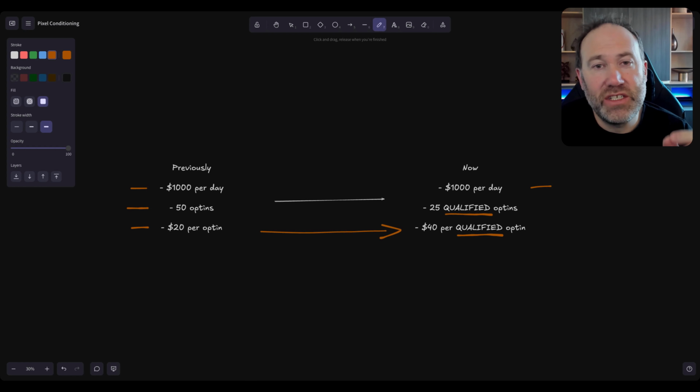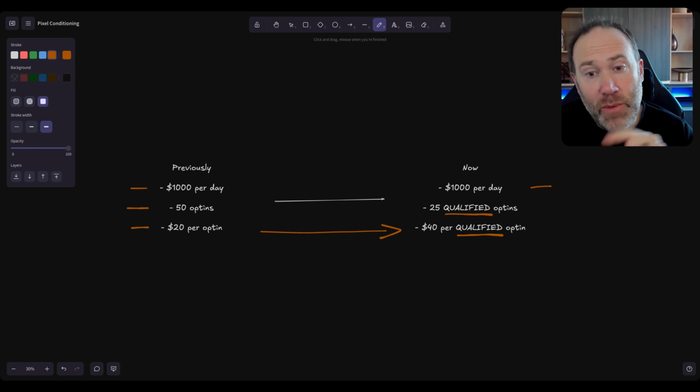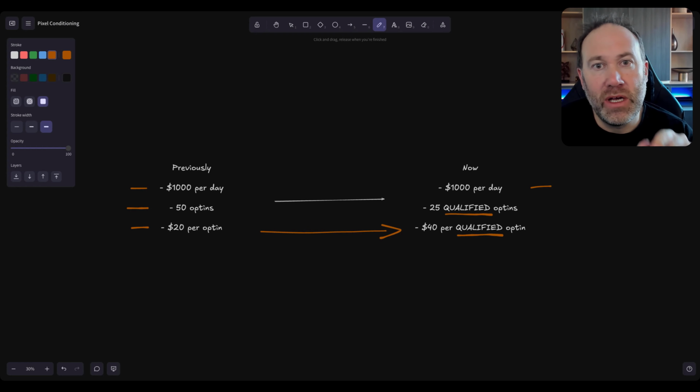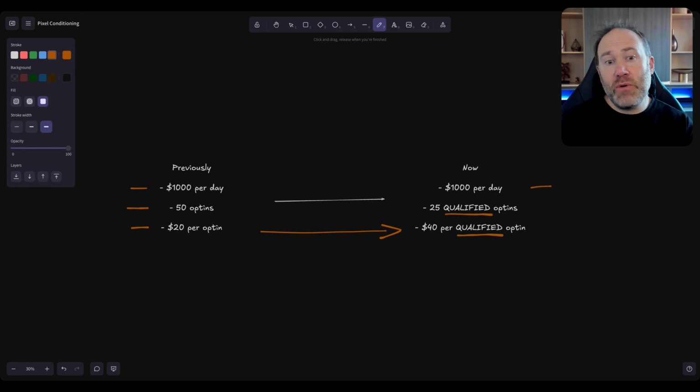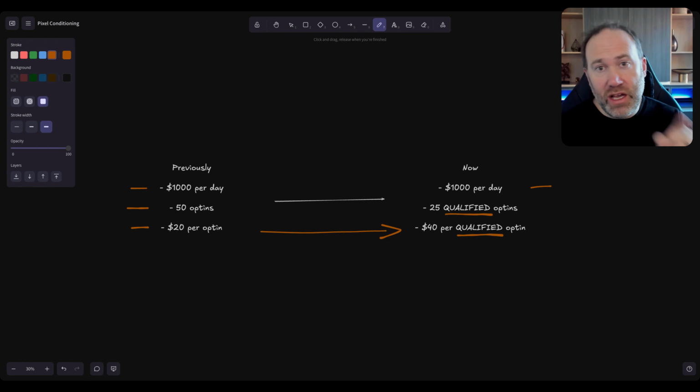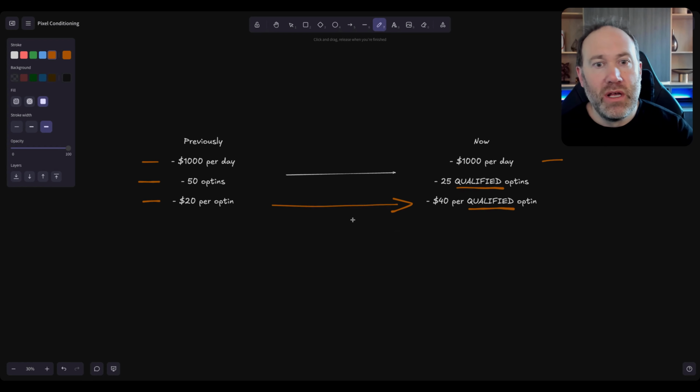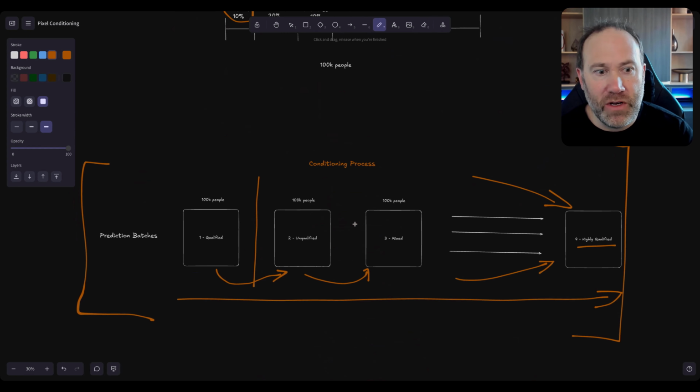No, you're just actually seeing for the first time the true cost of a qualified lead. And now, more importantly, you're feeding the algorithm the data it needs to get that number as optimized as it possibly can. So remember what's going to happen here. Now, as you're doing this, it's going to go through that conditioning process to bucket 1, bucket 2, bucket 3, bucket 4. Let me find it for you here.